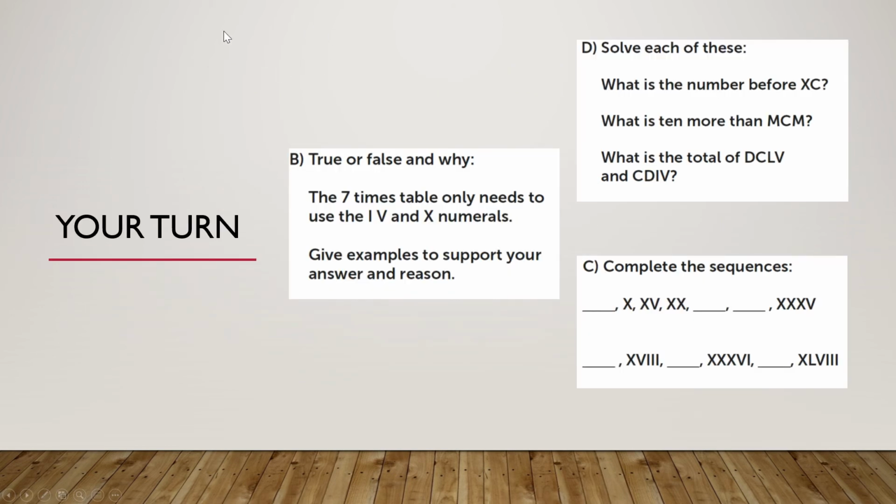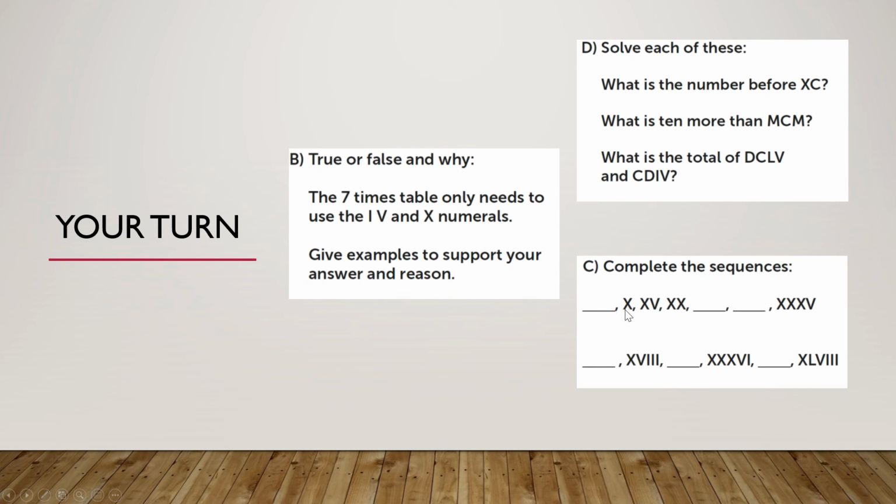Now it's going to be your turn again. For these ones, you're going to do a similar idea. I want you to give the examples to support it. So the first one, the 7 times table needs to use the I, V, and X numerals. So I would suggest writing out the 7 times table, then writing it in Roman numerals. Try and complete the sequences, finding out the missing bit.